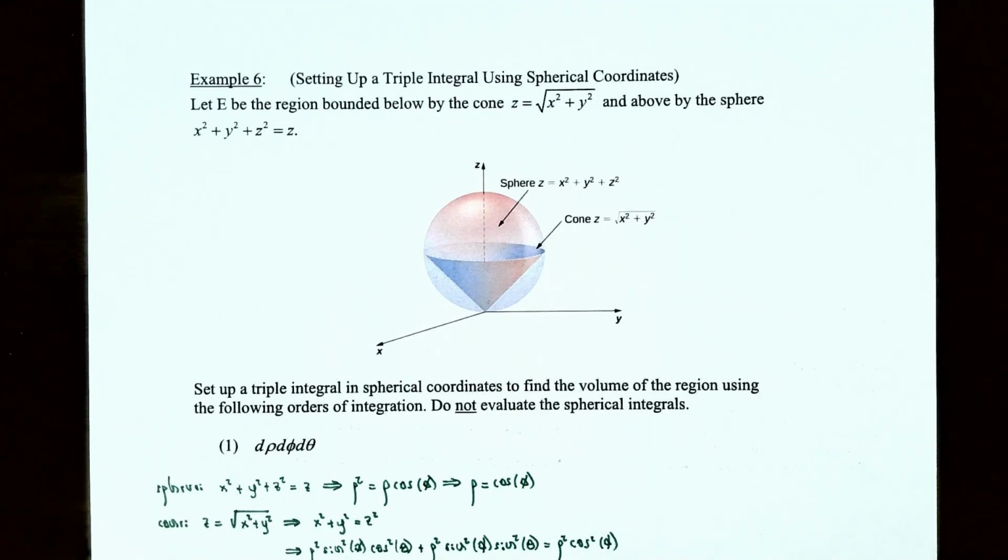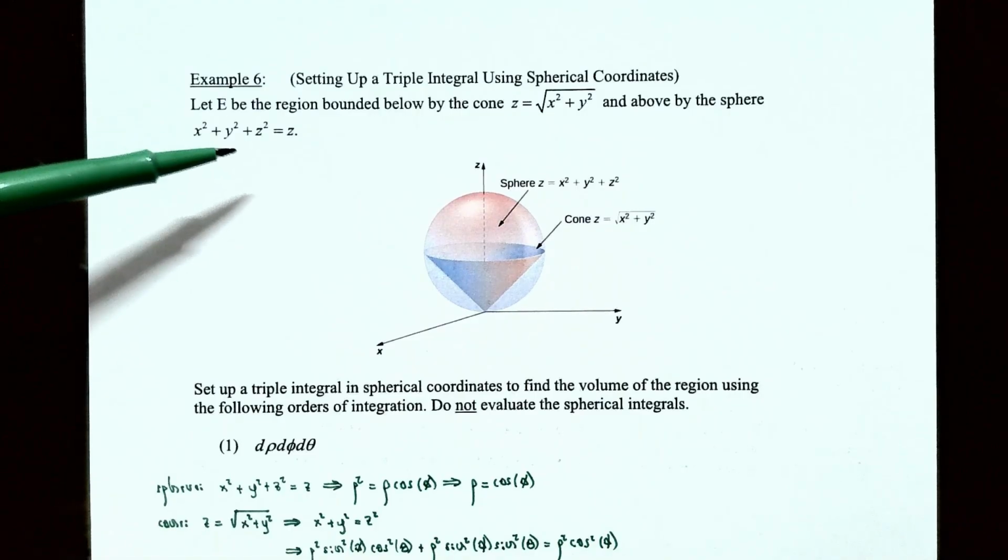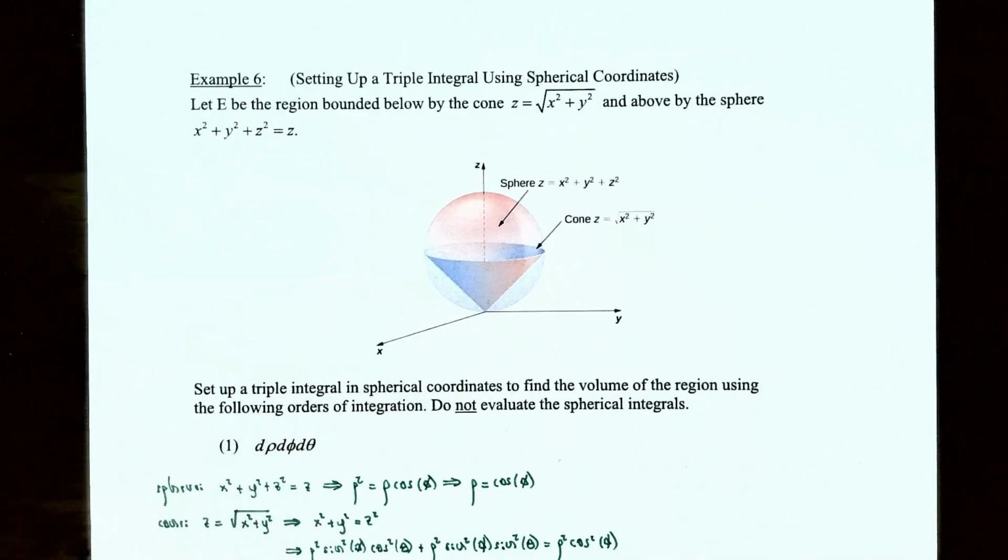We'll try another problem where we have to consider different orders of integration using spherical coordinates. So example 6, setting up a triple integral using spherical coordinates. Let E be the region bounded below by the cone, z equals square root x squared plus y squared, and it's bounded above by the sphere, x squared plus y squared plus z squared is equal to z. So we're talking about this region. It's bounded below by the cone, and it's bounded above by the sphere. So it's this part that we're trying to integrate over.